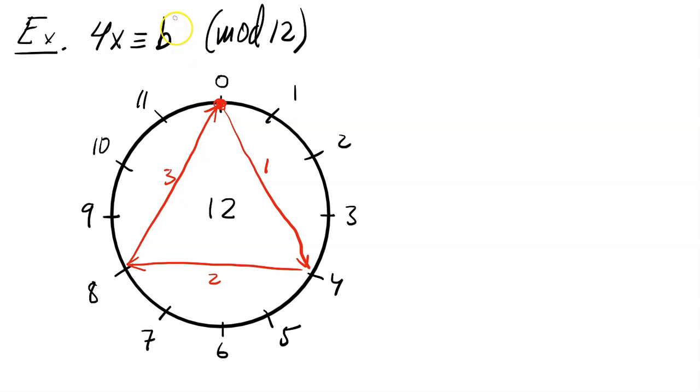So we see that only if b is equal to 0, 4, or 8 does this equation have any solutions, because we can never reach the other numbers. So for this to have a solution, b must be congruent to 0, 4, or 8. So for these, it has a solution, but for the others, it doesn't.